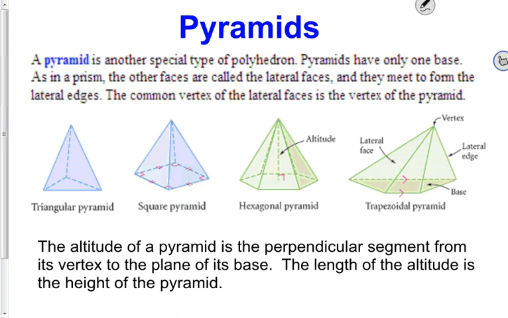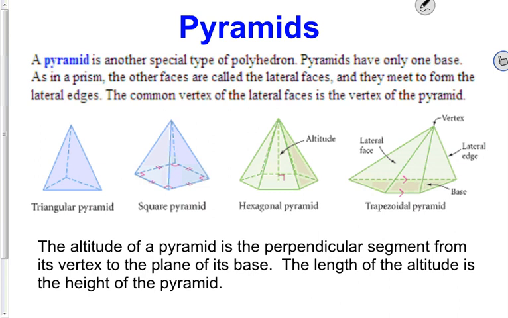Now, it's in this trapezoidal pyramid where they are actually showing us an oblique pyramid, right? Those lateral faces are not perpendicular to the base, right? And they're showing us the vertex at the top where the lateral faces meet, and they're identifying the lateral faces and lateral edges as well as the base.